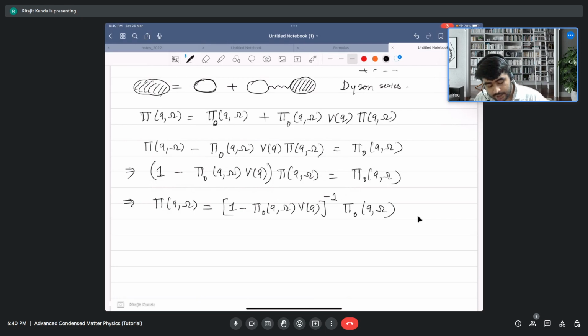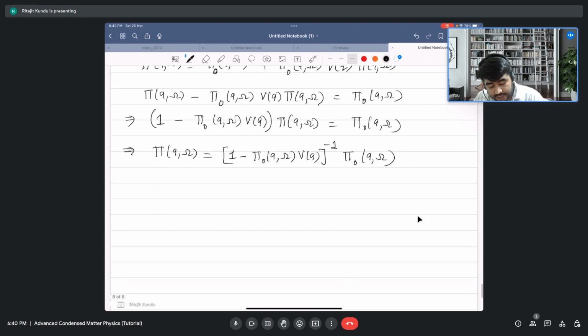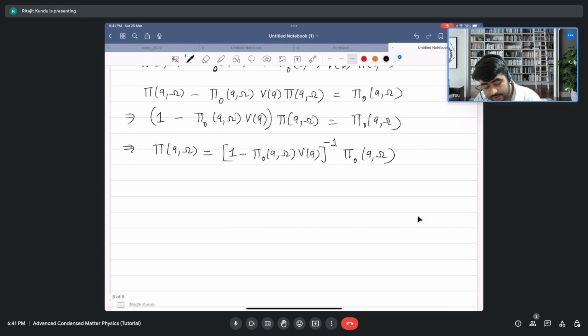So this quantity is actually very interesting. This quantity in the square brackets is called the dielectric function. This is called the dynamical dielectric function, which is a function of q and omega. So this is the inverse dielectric function.